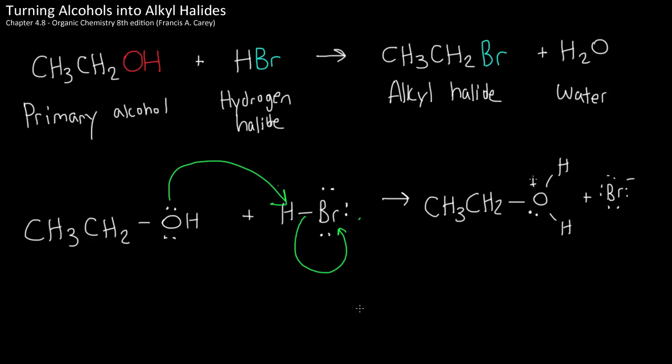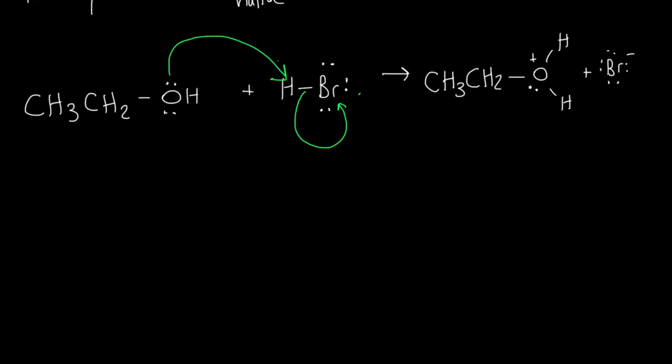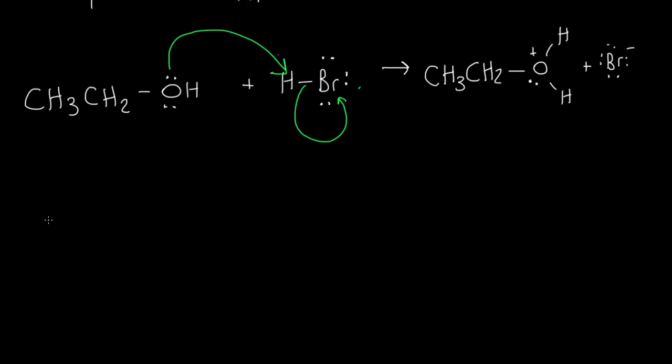Now, we see right over here that we have a positive charge on this oxygen. Oxygen, very electronegative. It likes electrons. It doesn't like to have a positive charge. It's going to be angry, right? It wants to get as much electrons as possible. So it's going to be a bad neighbor, and it's going to start to rip itself apart.